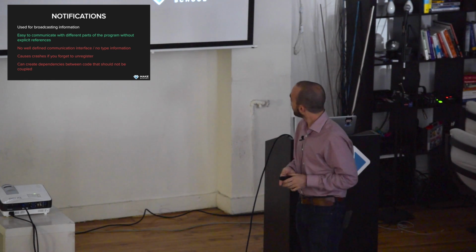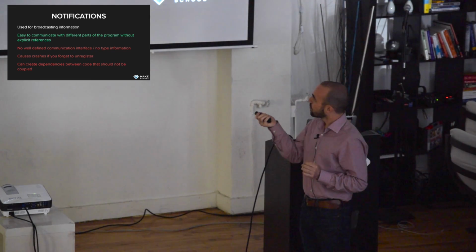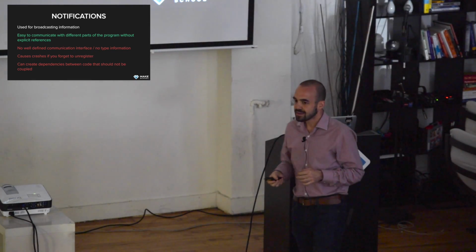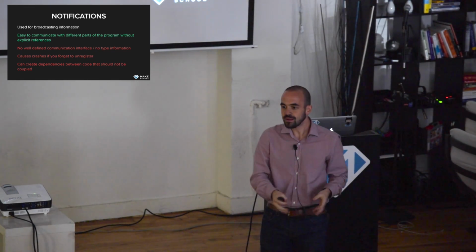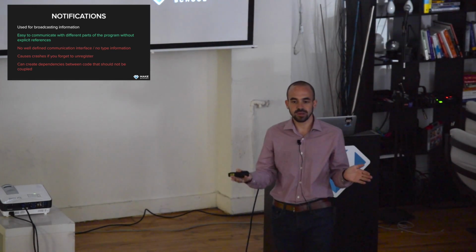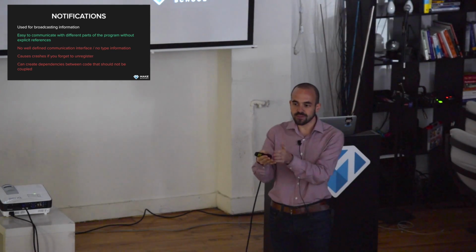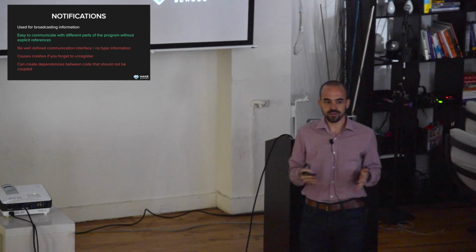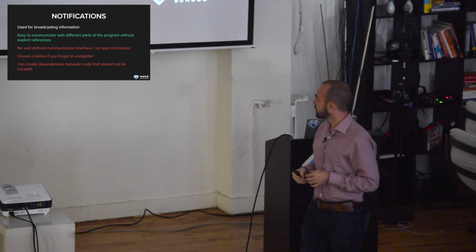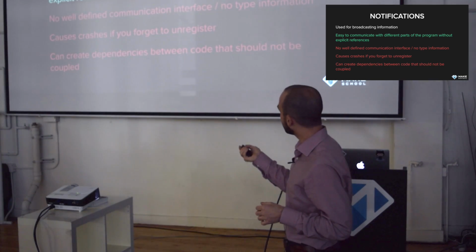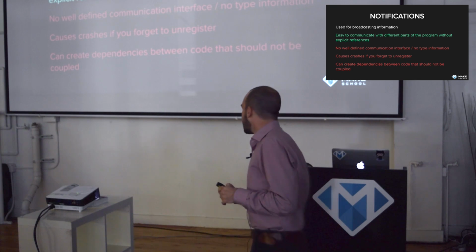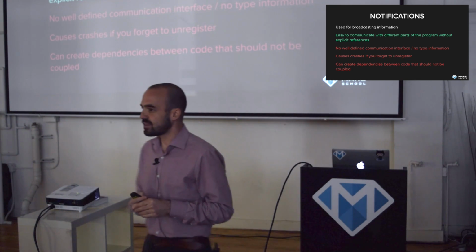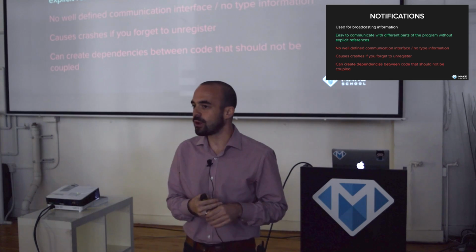There are also a whole bunch of drawbacks. The first one is there's really no communication interface. The only thing you can do is post a notification and attach some data, but there's no type information about the data that comes along with the notification, so it's not clearly defined what the communication looks like. If you forget to unregister, then your app is going to crash. That's another downside. And it can also create dependencies in your code that you didn't think about beforehand.